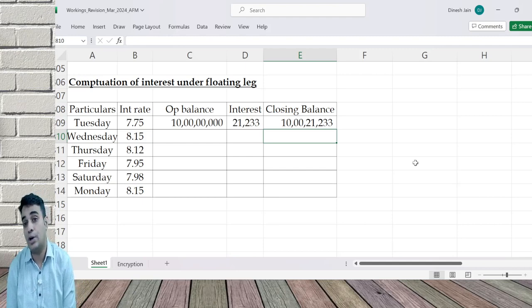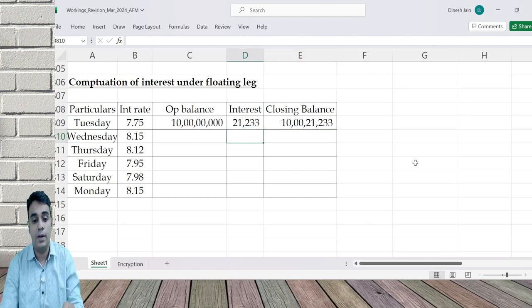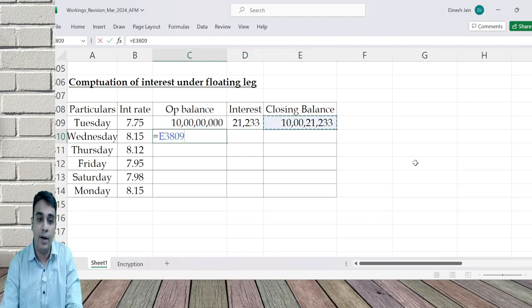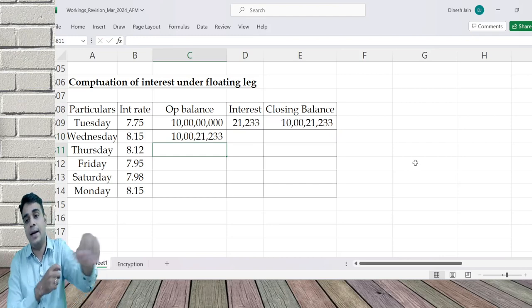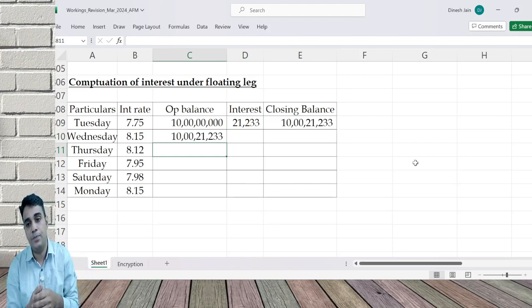Next day interest is not on 10 crore. It will be on what now? 10 crore 21,233, calculated at 8.15% again for 1 day. Will it make a big difference? Not a material difference, but yes, the working is this way.